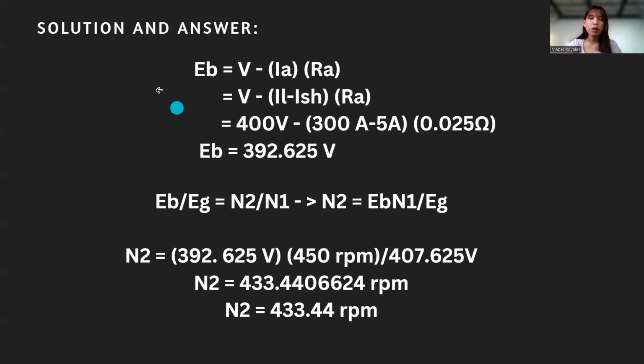Next, let's get the back EMF. The formula for EB is V minus IA times RA, the same as V minus IL minus ISH times RA. So, 400 volts minus 300 amperes minus 5 times 0.025 ohms equals, the back EMF is 392.625 volts.